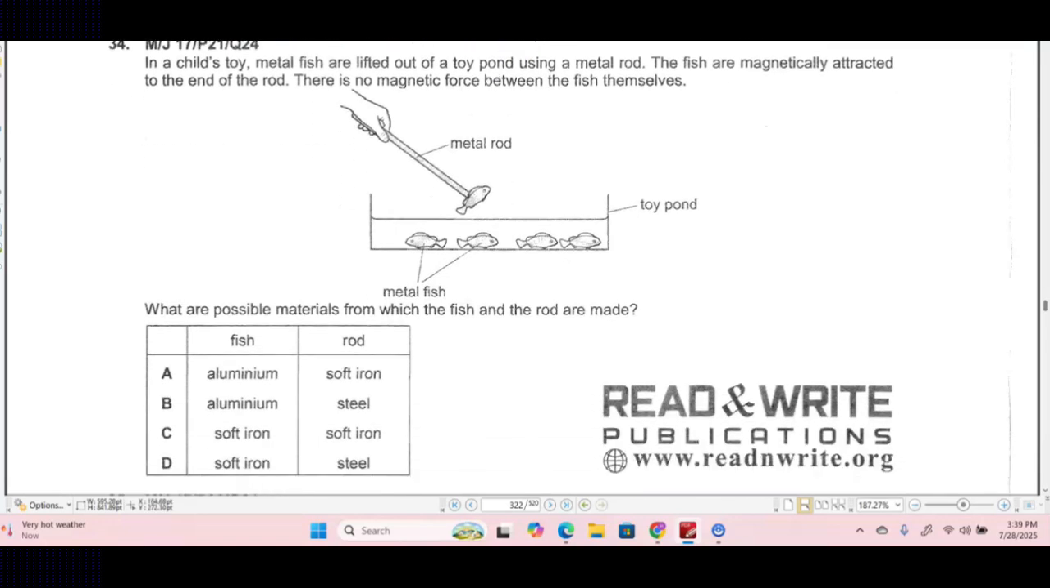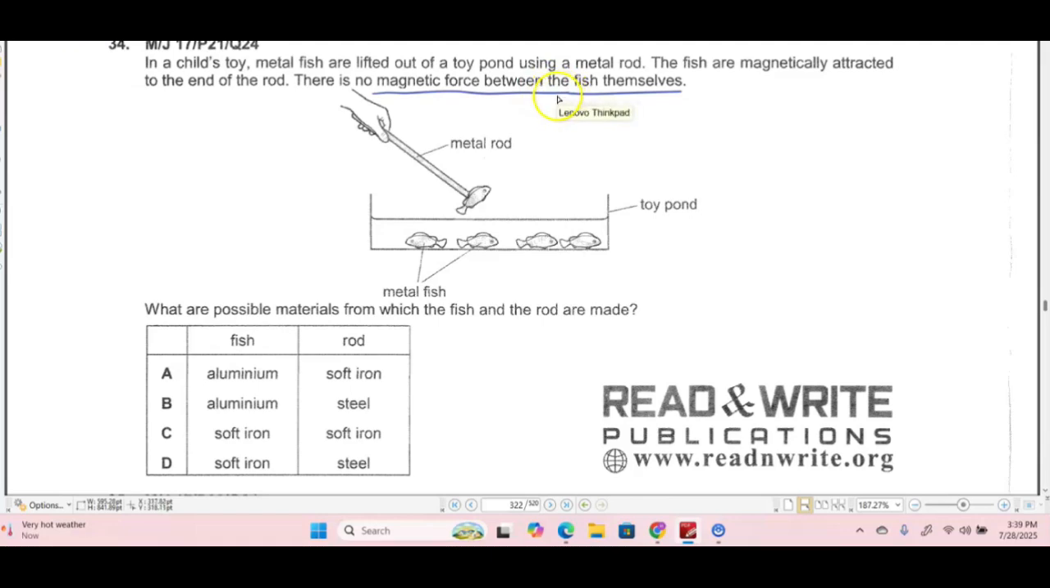Question number 34. In a child's toy, metal fish are lifted out of the toy pond using a metal rod. The fish are magnetically attracted to the end of the rod. There is no magnetic force between the fish themselves. Okay. What are the possible materials from which the fish and the rod are made? Well, they've told you that there is no magnetic force between the fish themselves. So it would be made up of some magnetic material.